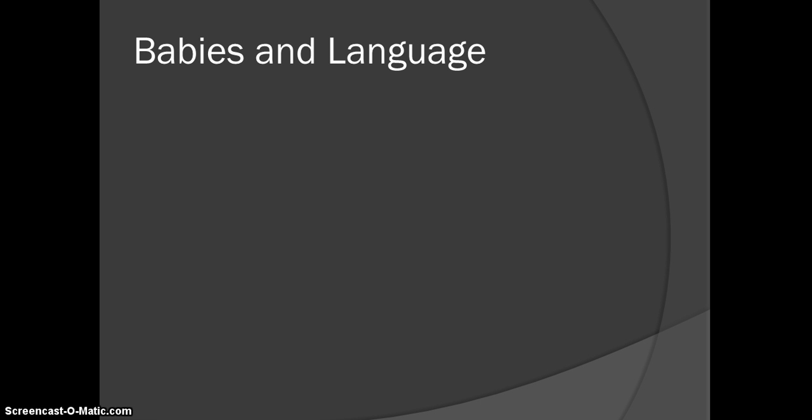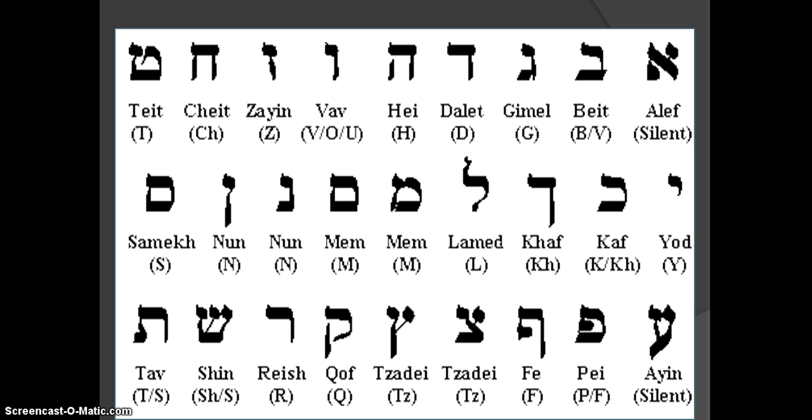Alright, so now I thought it would be cool to show you some different languages other than English and introduce you to them. The first language is Hebrew, and Hebrew is written and read from right to left. So for example, this is Aleph, Bet, Gimel, Daled, Hey, etc. And those were the names of the letters.